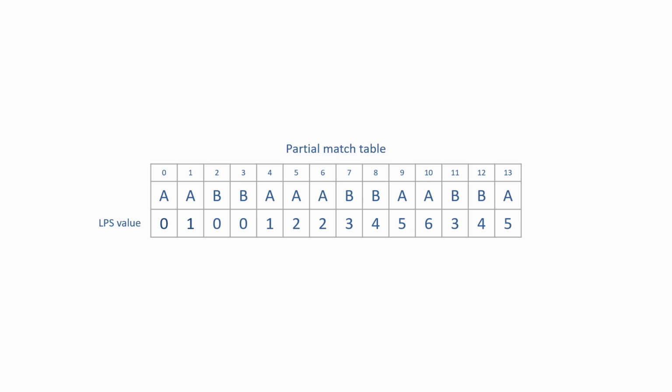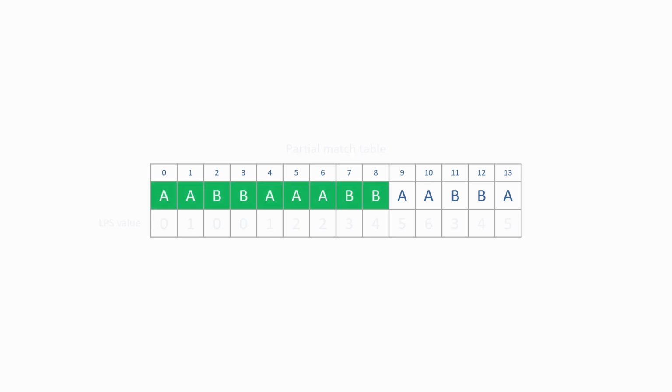In essence, we need to examine every possible partial match and attempt to identify its longest proper prefix, which has an identical suffix. For example, suppose we are considering only this partial match. The proper prefix of 4 characters, AA, has an identical suffix of 4 characters. This is the biggest possible prefix with an identical suffix, so the LPS value is 4.